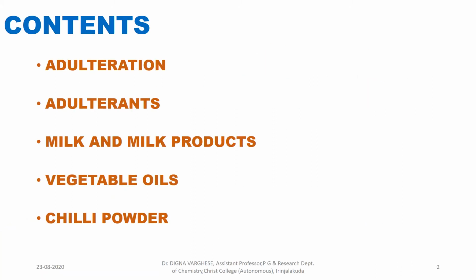My talk is divided into two parts. That is, in part 1, common adulterants used in different foods. Part 1 includes adulteration, adulterants, milk and milk products, vegetable oils, chili powder, and in part 2, cereals, coffee and tea powder, beverages, that will be explained in part 2. So let us begin with part 1.